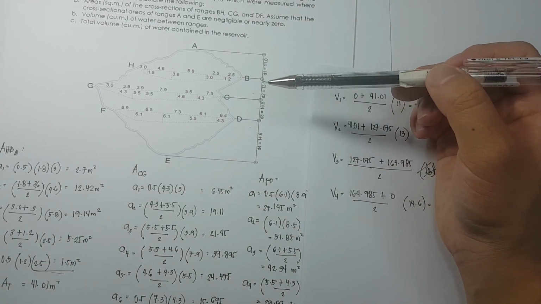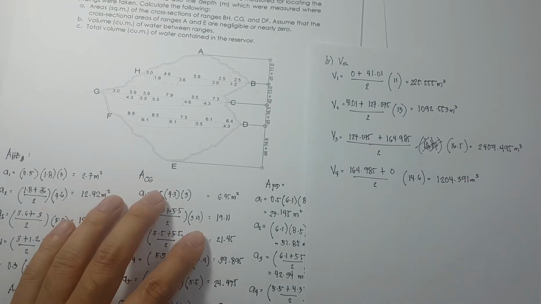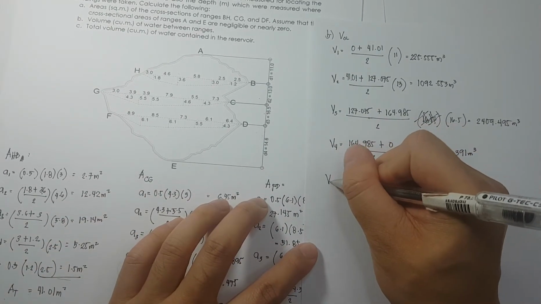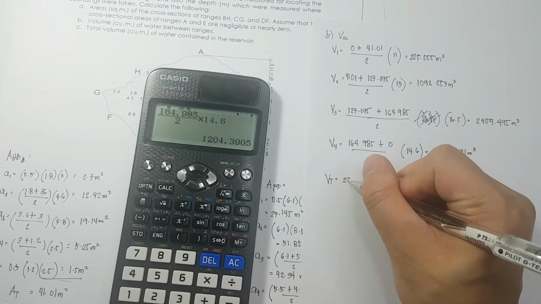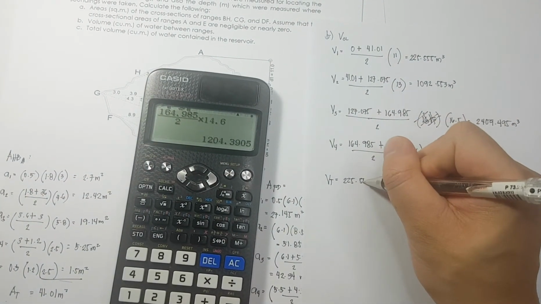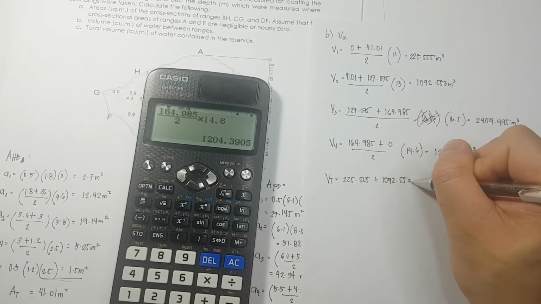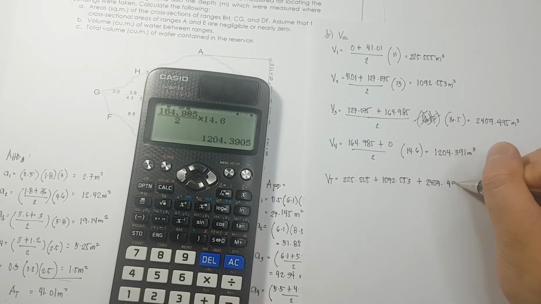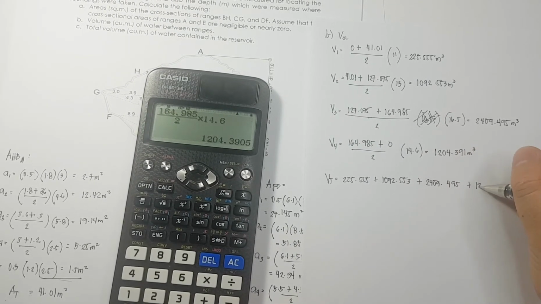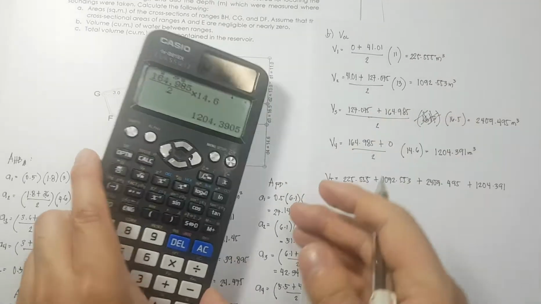Okay, and lastly, the total volume of water contained in the reservoir. So roughly, the total volume is equivalent to 225.555 plus 1092.553 plus 2409.495 plus 1204.391. And ilan yon?